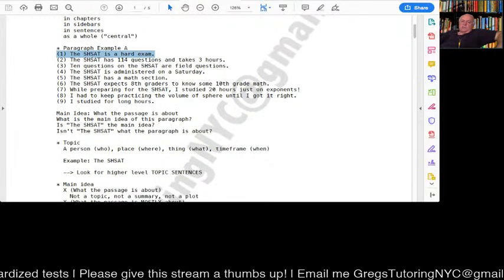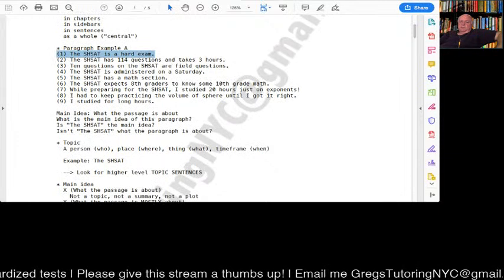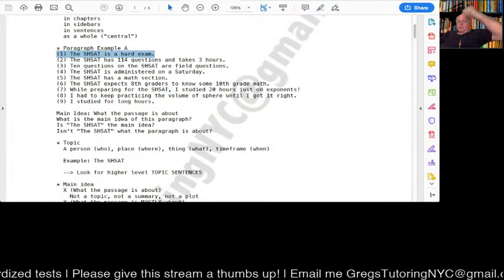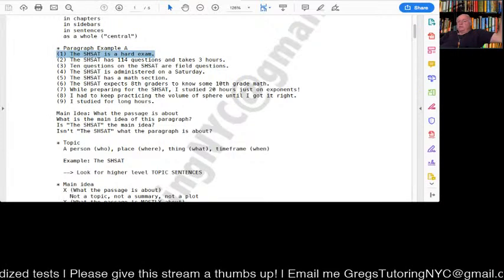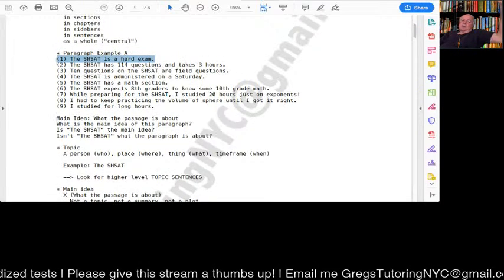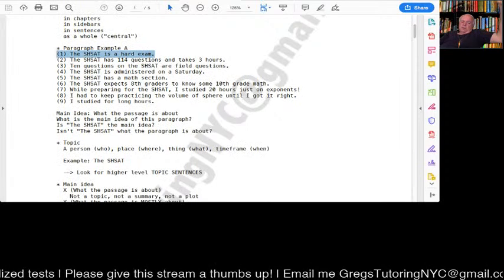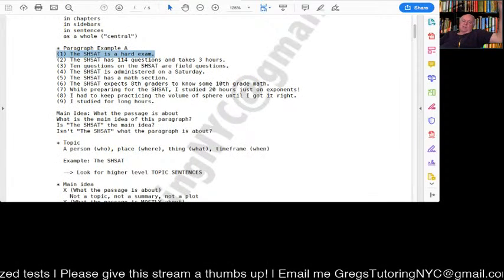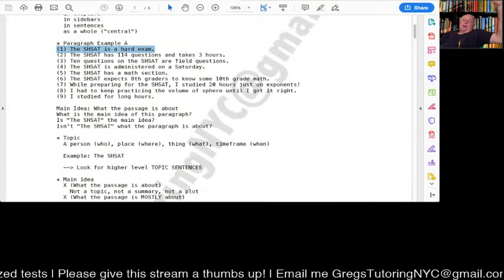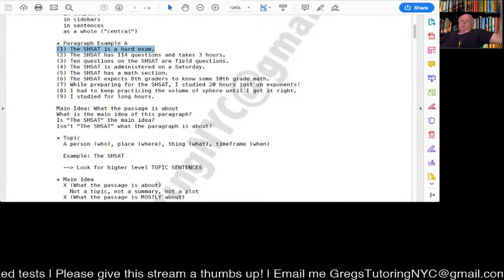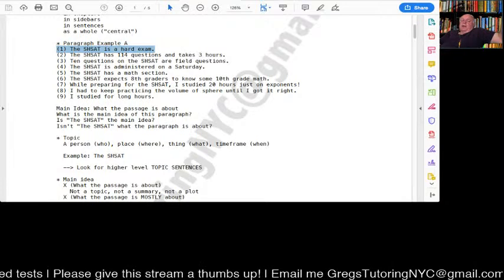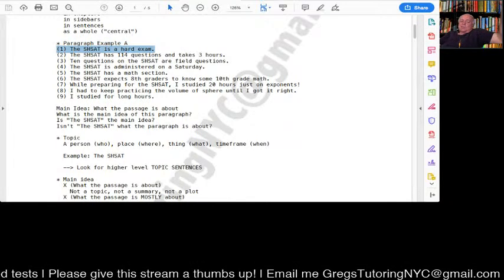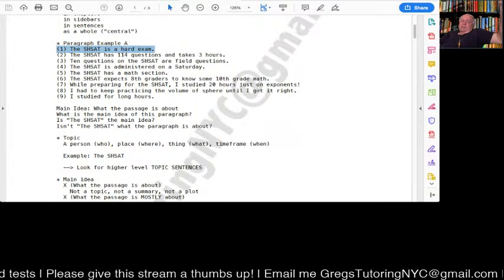So let's just shoot down a few misconceptions before we get a little deeper. The first is the passage is what it's about, is the main idea. Even though that's true, it's too vague to be helpful. So the main idea is not the topic. The main idea is not the summary. The main idea is not the plot. So then we kind of bump up the definition. It's what it's mostly about. Well, the problem with saying it's mostly about it, it's the passage is still mostly about the SHSAT. And that's still not the main idea.